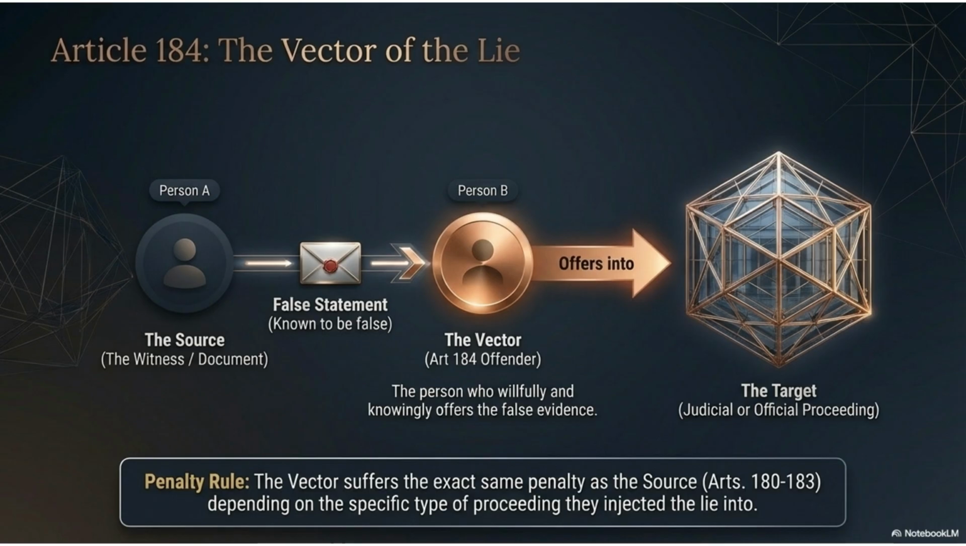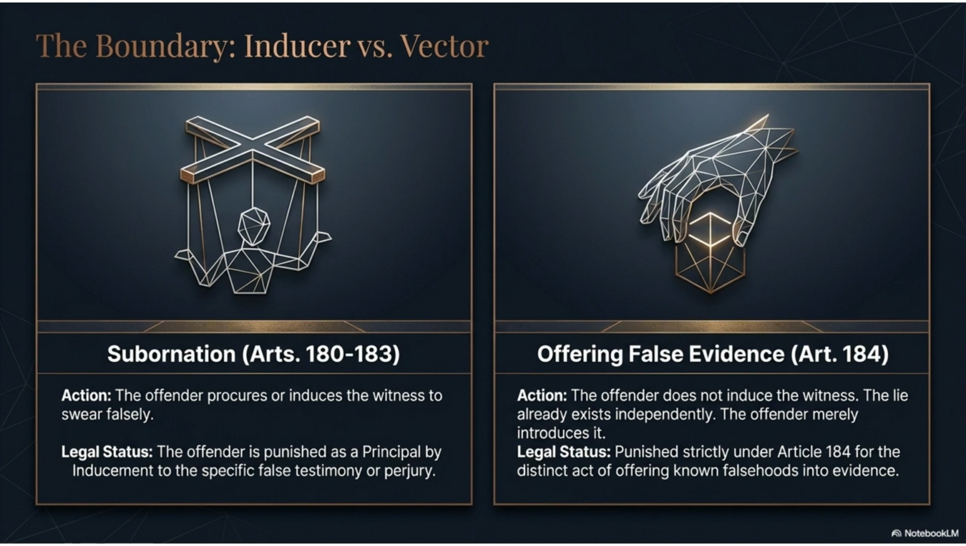Article 184 concerns the vector of the lie. This is the person who willfully and knowingly offers the false evidence, even if they are not the source. The vector suffers the exact same penalty as the source of the false testimony. We must distinguish between subornation, Articles 180 to 183, where an offender induces a witness to lie, and offering false evidence, Article 184, where the lie already exists and the offender merely introduces it as evidence.